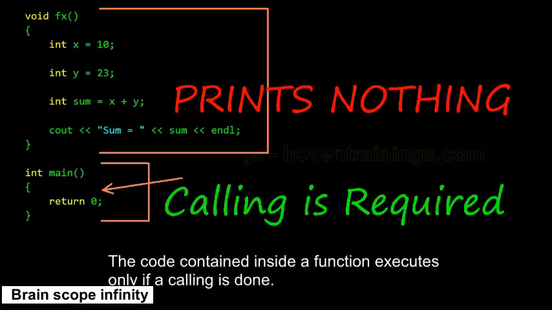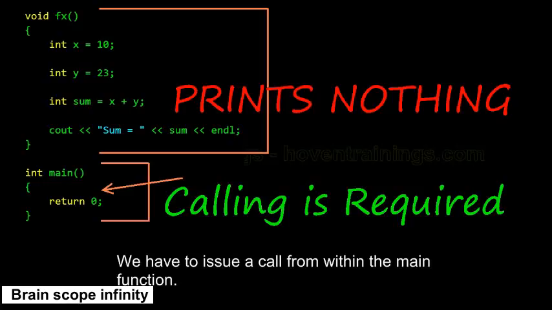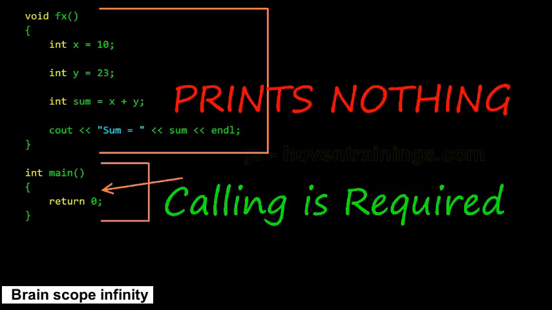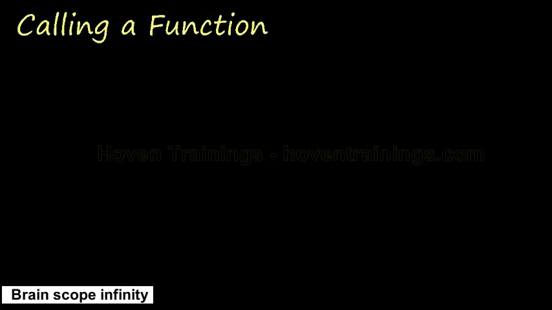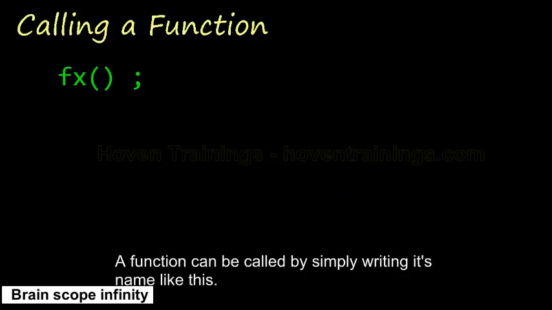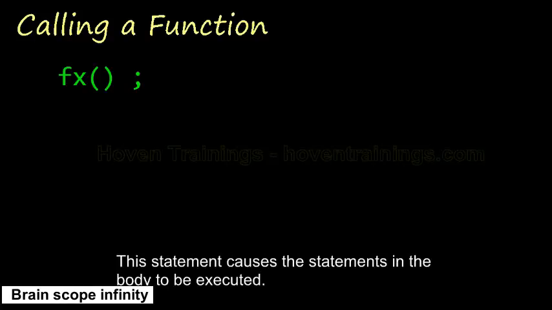The code contained inside a function executes only if a call is made. We have to issue a call from within the main function. A function has to be called before its code can be executed. A function can be called by simply writing its name like this. This statement causes the statements in the body to be executed.